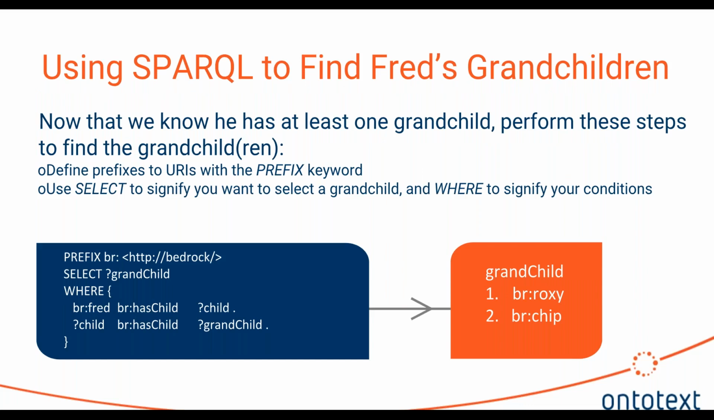So using SPARQL to find Fred's grandchildren, instead of having an ask, we may have a select. We know that Fred has a grandchild. So we can do a more resource-intensive query and ask who that grandchild is. What are their names? What we do is replace the ask with a select, and we say what we want to select exactly. And what we want to select is the grandchild. So we say select grandchild, the where clause doesn't change. And on the right, in the result box, we see that Fred's grandchildren are Roxy and Chip.